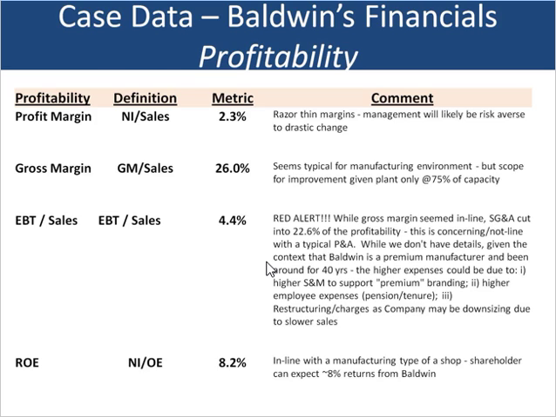That's the kind of thing we expect in manufacturing. Earnings before taxes to sales, again, is very low, 4.4%. It seems like they lose about 22.6% to selling, general, and administrative costs. Now, the obvious question is, why is that?